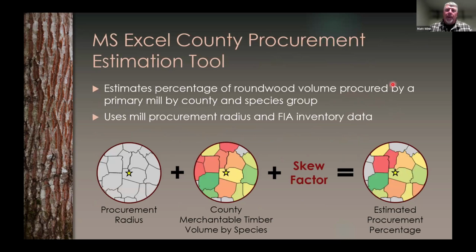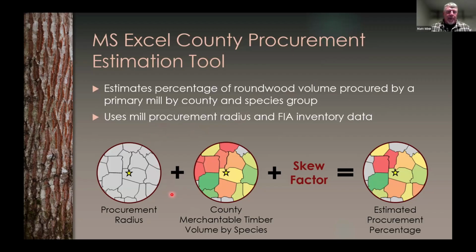So we developed a county procurement estimation tool that runs in Microsoft Excel. What it does is it estimates the percentage of roundwood volume that they bring in by county and species group. And the input parameters are procurement radius and FIA inventory data, and specifically, it's merchantable timber volume within a county. So if you look at the bottom, it kind of shows how the tool works.